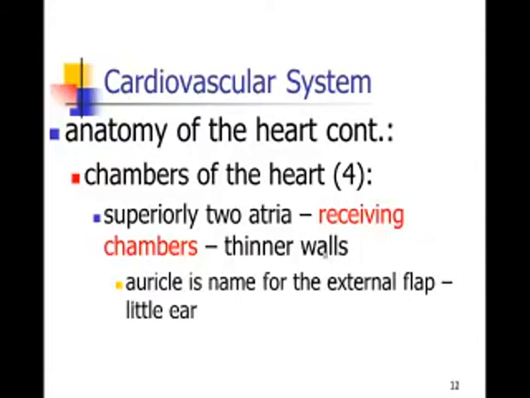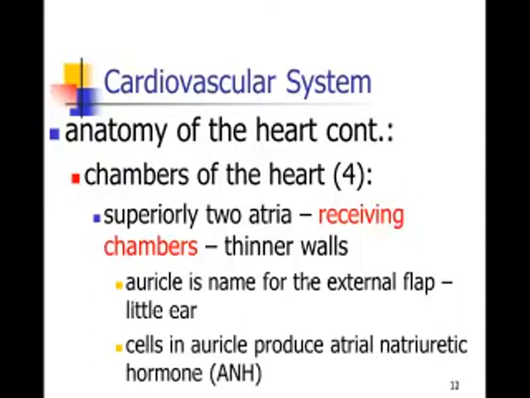Mostly receive blood. Another name for the atria, auricle. Auricle means little ear, and it's sort of an external flap. So we use the atria, the word atrium and the word auricle interchangeably. An atrium is actually the chamber inside, and the auricle is the little flap on the outside. The cells in the auricle produce the atrial natriuretic hormone, ANH, and that affects the heart's behavior.